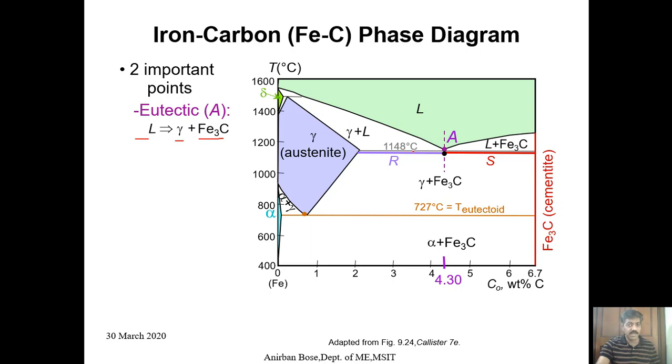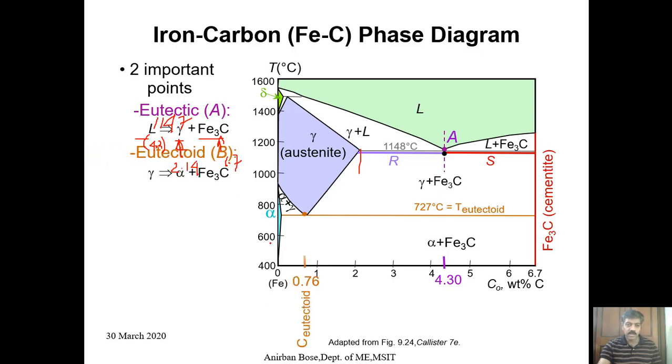1147 degrees centigrade. This is happening, and you have to remember that. And what is the composition of this liquid? The composition of this liquid is 4.3%. Fixed. Everything is fixed. Degree of freedom is 0. Remember. What is the composition of this austenite? 2.14%. What is the composition of this Fe3C? 6.7%. So everything is fixed. And what is the temperature? 1147 degrees centigrade. So everything is fixed.